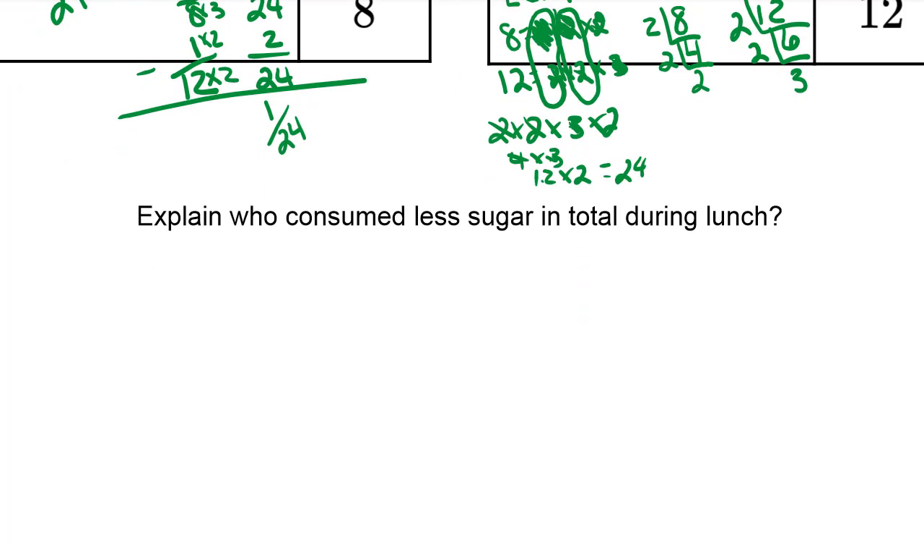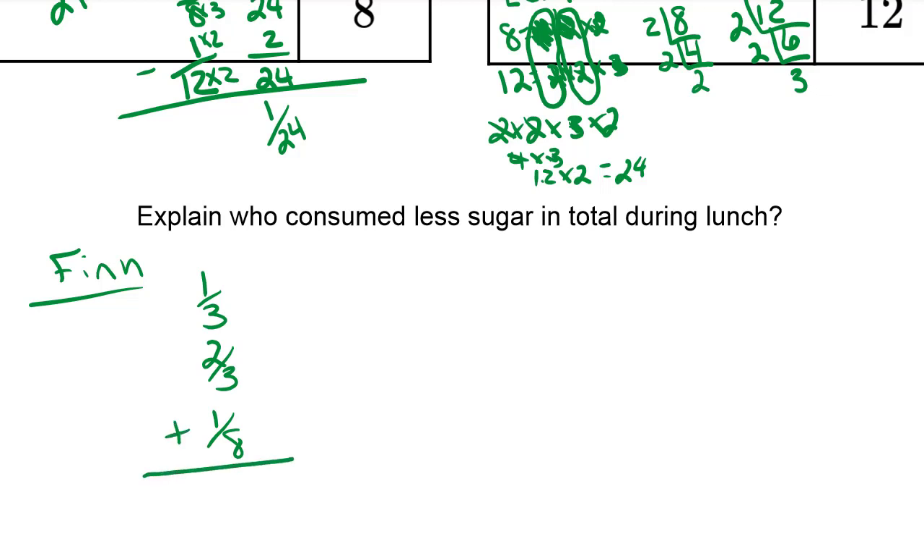So for Finn, I'm going to let you guys do this. But Finn had 1/3, and he had 2/3, and he had 1/8. Okay? And so in order to figure out exactly how much sugar he consumed, I would need to add that. And then for Izzy, it's going to be the same thing. And then you can compare.